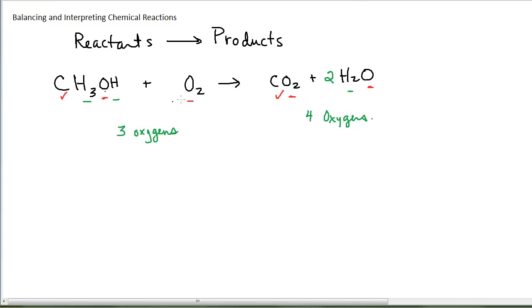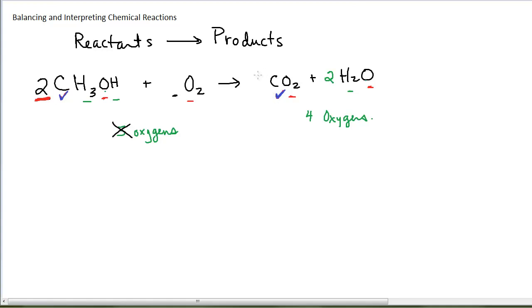To make an even number of oxygens on this side, I'm not going to mess with the coefficient over here for my O2 because that's always going to be even. I'm going to double my odd oxygen, and now I will have an even number of oxygens. But before I balance the oxygens, because they are the most difficult to balance, notice that putting the 2 here messed up my carbons and my hydrogens. So before I get back to my oxygens, let me fix my carbons and my hydrogens.